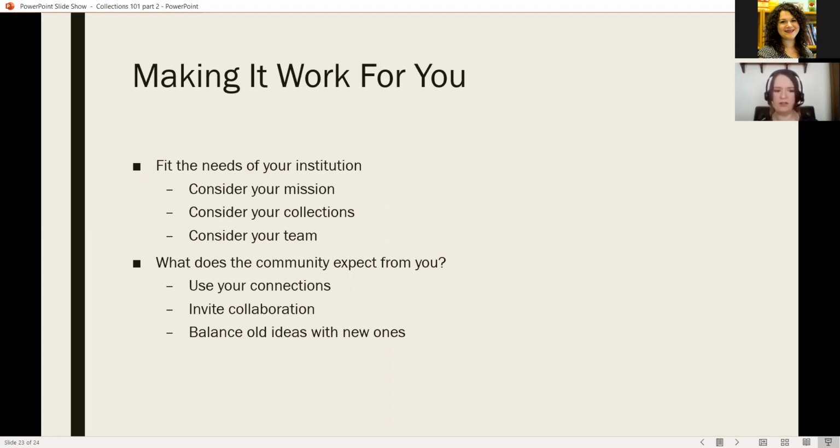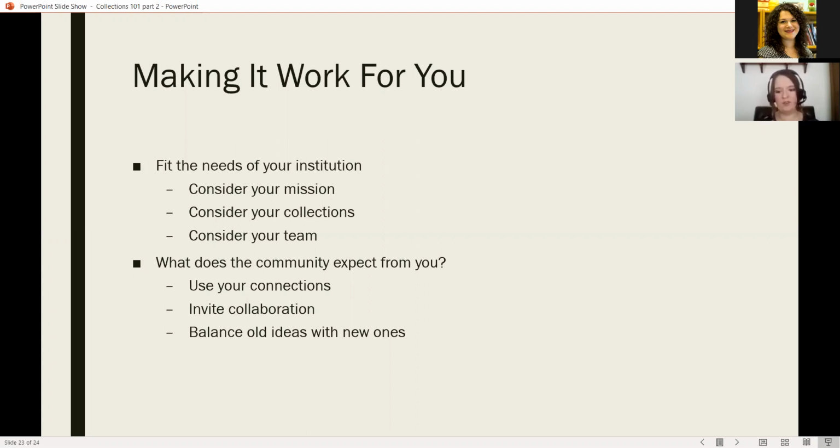What does the community expect from you? If you have connections in the community, which I hope you would, because, like I said, you are members of your own community, use those connections, invite collaboration, and take a little bit of the old and a little bit of the new and mix it together and see what happens. Because some old standing ideas are there for a reason: because they work. But what can you do to bring it into the present day?